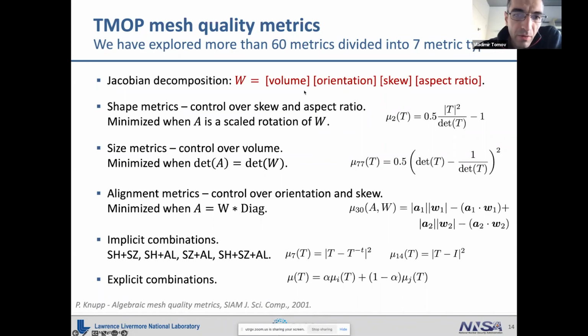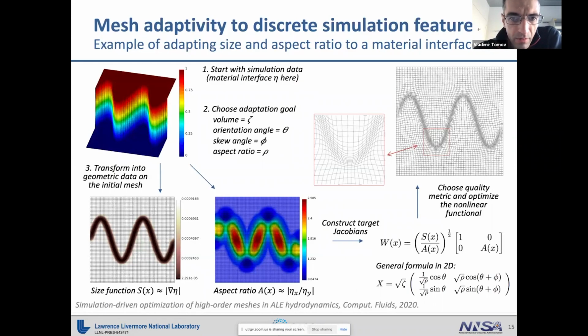And then when you do that, you get a better shape from your mesh. It's the main idea. Another thing we can do, in addition to geometric optimization, is adaptivity. We can adapt the mesh to discrete features. For example, here we have a material interface, and we want to adapt the mesh to this interface.